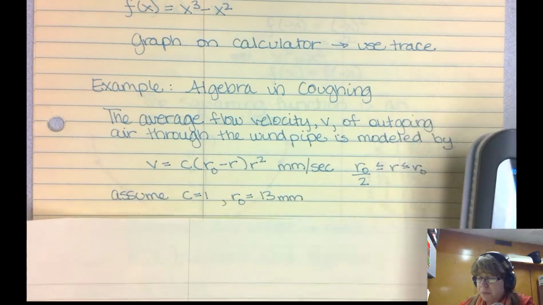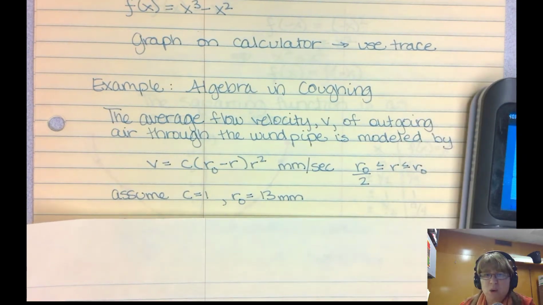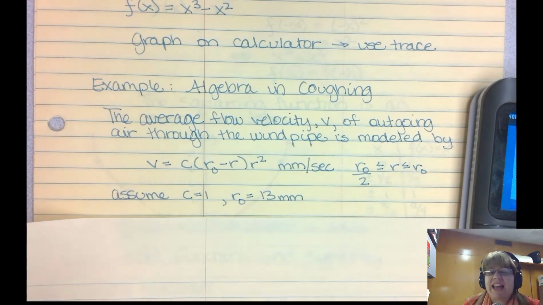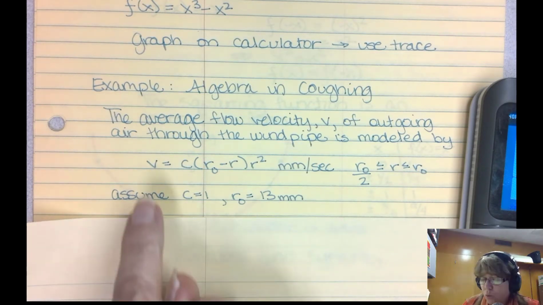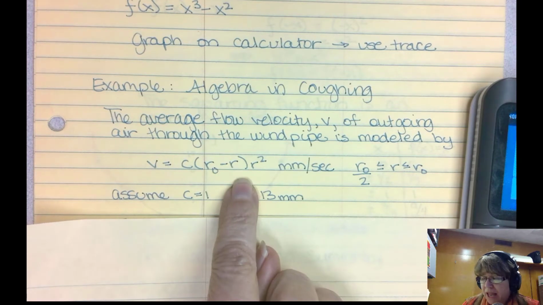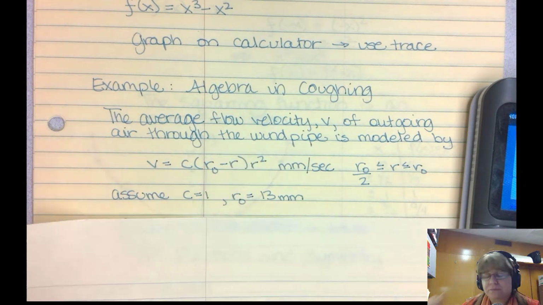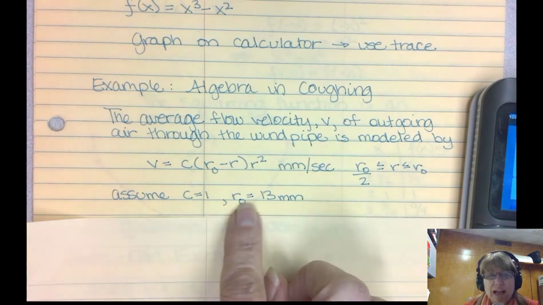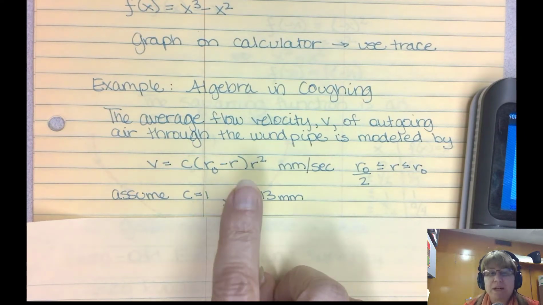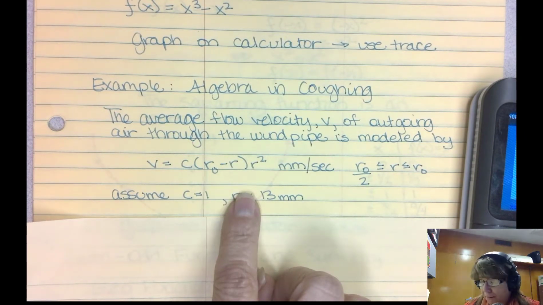Now this problem is from your book. I'm not going to read the whole thing to you, but it has to do with the velocity of a cough, and the velocity of the cough through your windpipe has to do with the size of your windpipe and some other things. So I've grabbed the equation, and I'm going to graph this and see where our relative minima and maxima are.